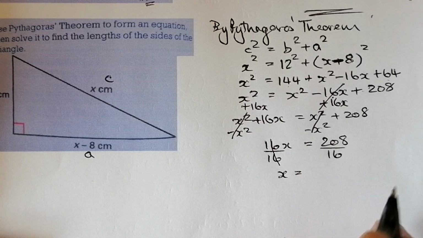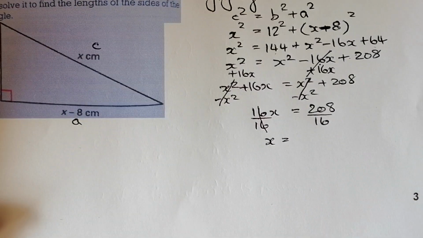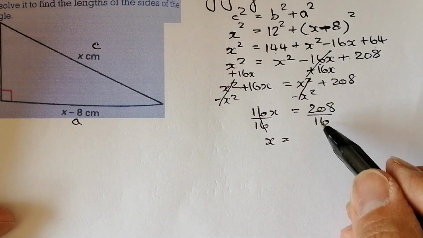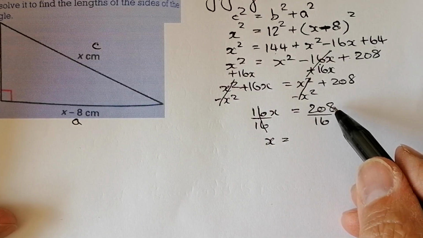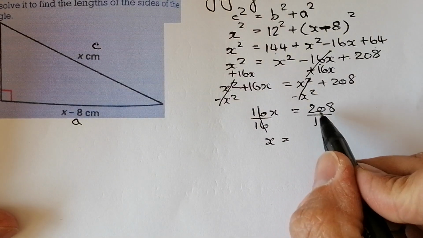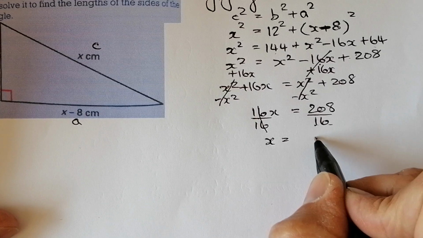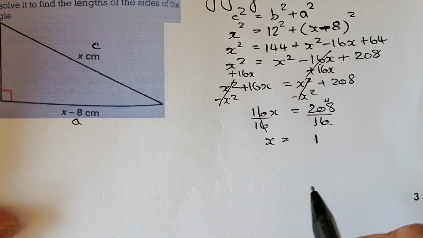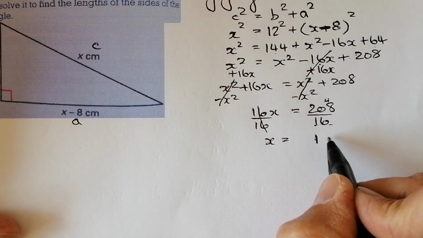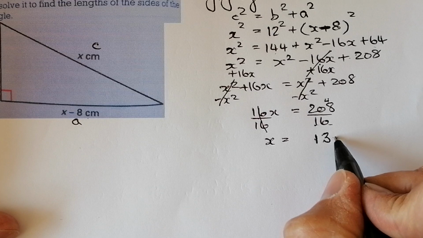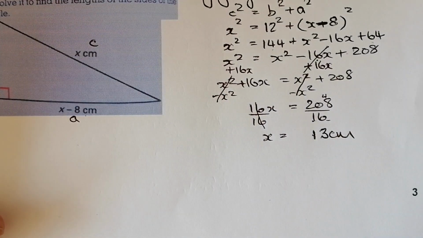What that gives me is 208 over 16. I can simplify down, or I can just go straight and do that, because I know that 16 goes into 20 once. I'm going to have 4 carrying over, and 16 goes into 48 three times, so that'll be 13. We're working in centimetres, so there we go. x is equal to 13 centimetres.